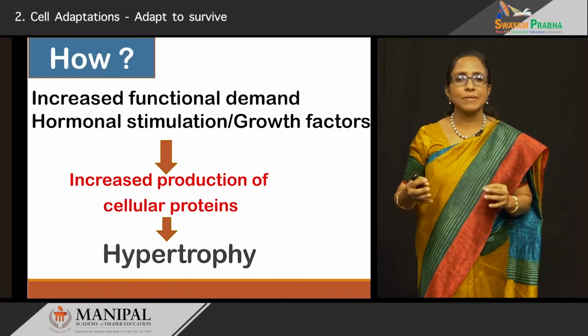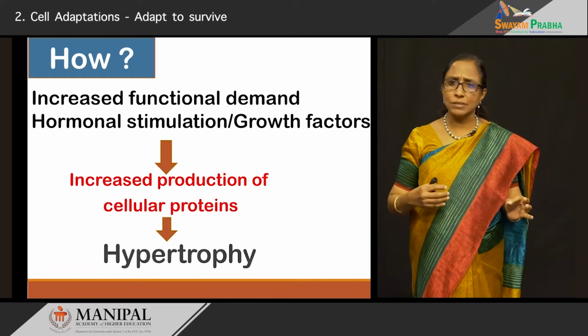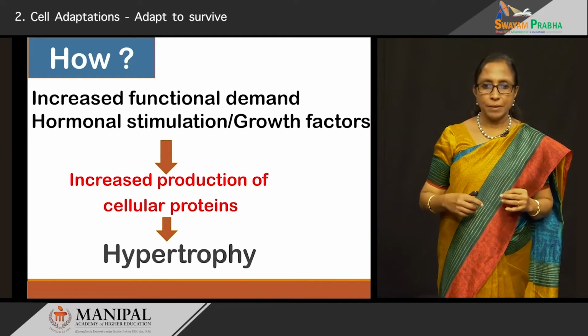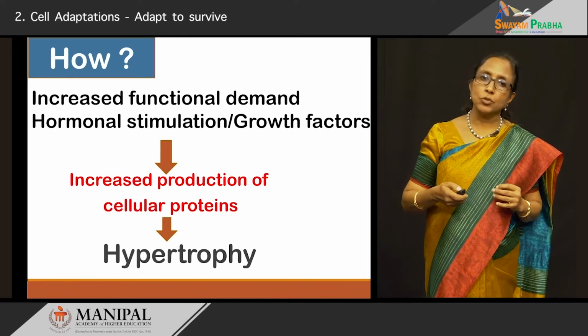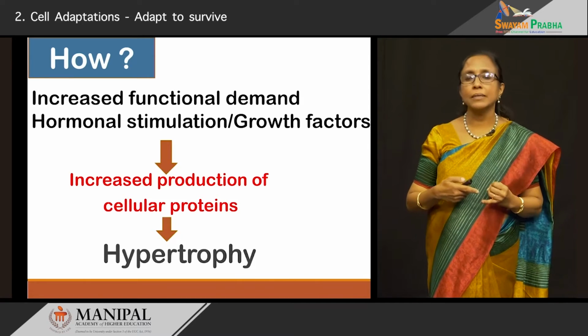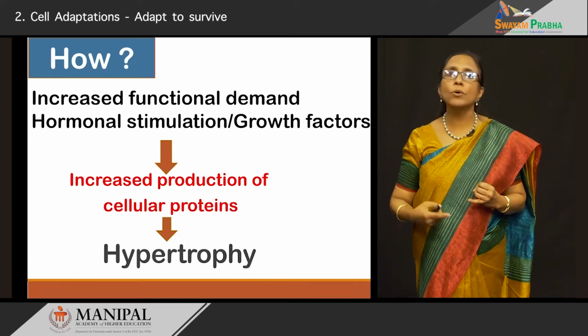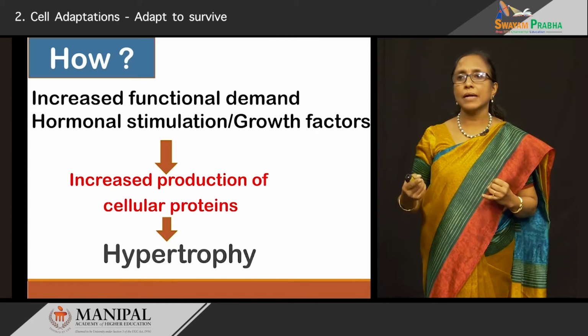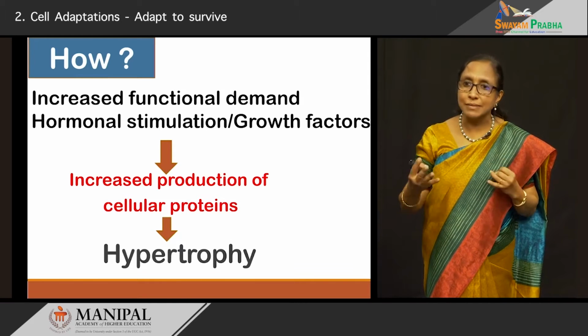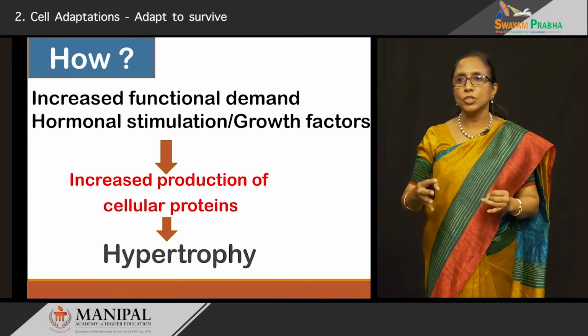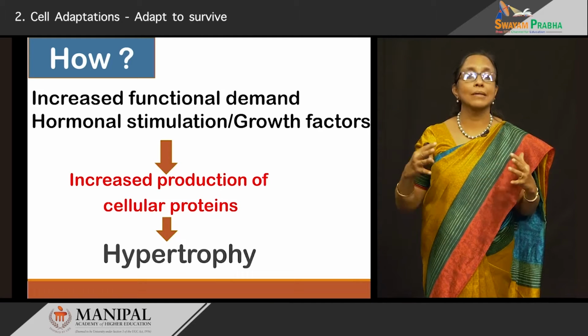Now, how does this happen? We saw what it is, but now how does this happen? We get increase in the cell size. There can be various situations of increased functional demand. There may be stimulation by hormones. There may be growth factors that are coming into the picture. All of them can cause an increased demand on the cells or the tissue, which makes the cells increase in size.